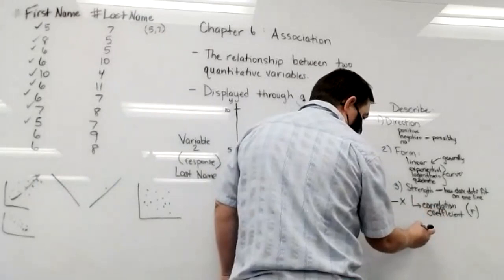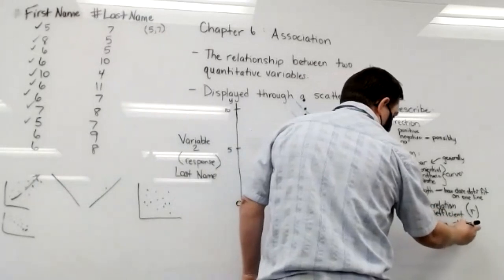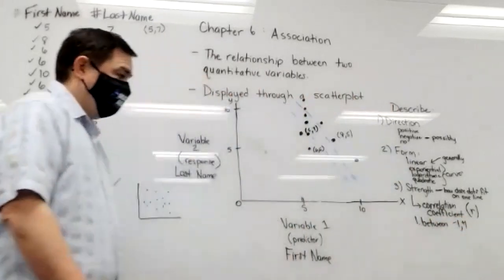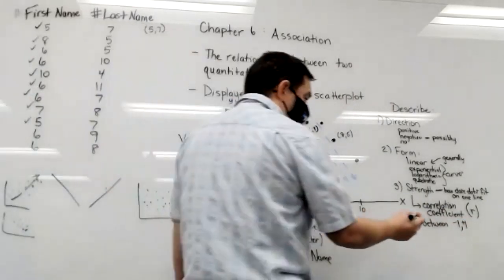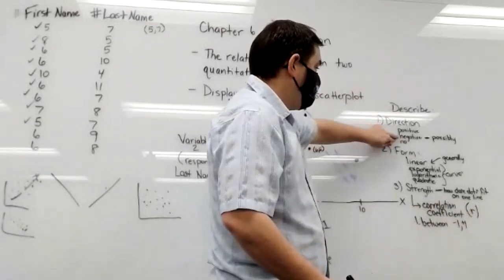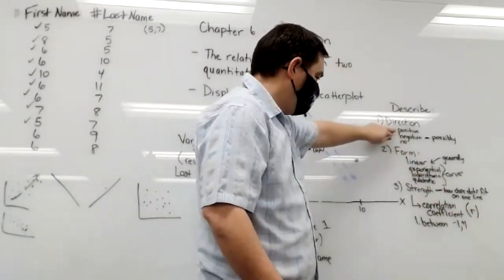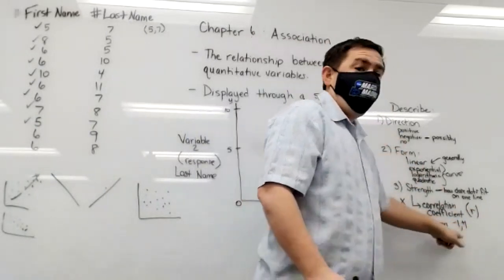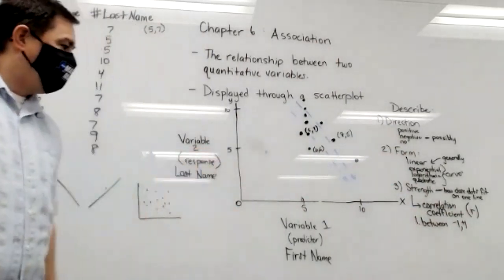R is always going to be a value between -1 and +1. It can equal +1. It can equal -1. But more often than not, it's going to be between -1 and +1. If we have a negative correlation coefficient, that's going to tell us we have a negative direction. If we have a positive correlation coefficient, that means our association has a positive direction. And the closer that we are to 1, the stronger the association.